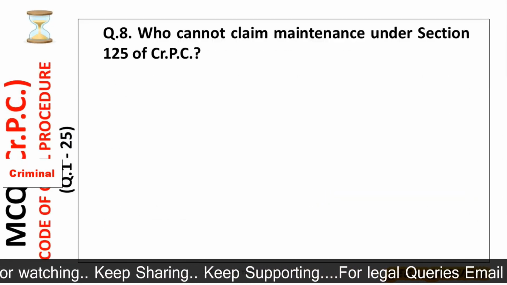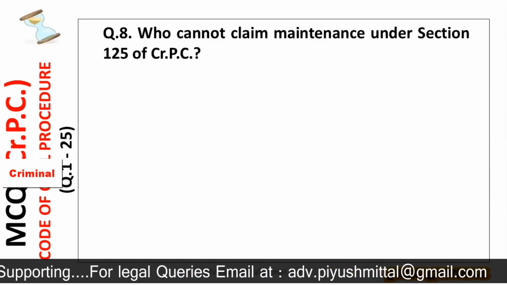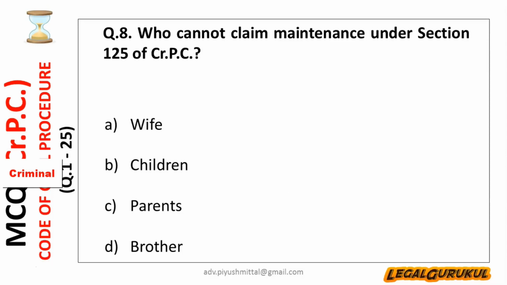Question number 8. Who cannot claim maintenance under section 125 of CrPC? Option A, wife, option B, children, option C, parents, option D, brother. And the correct answer is D, brother.